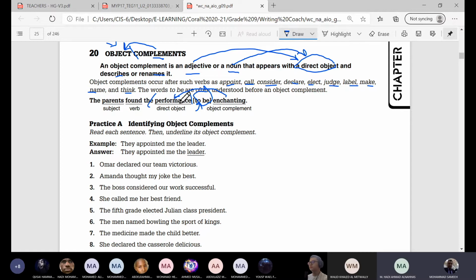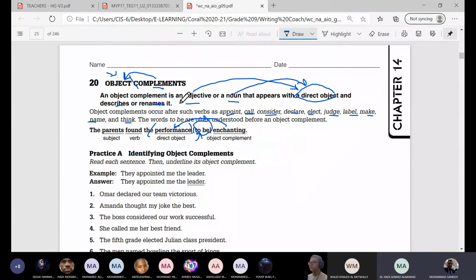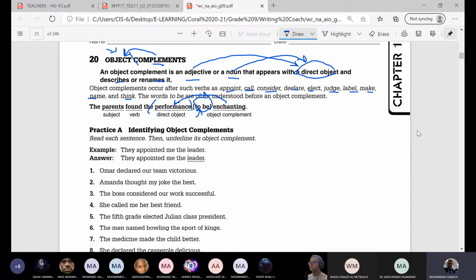So the object is included in the test or no? No. Why are you thinking of the test, Muhammad? Are we talking about the test now? This is chapter what? 13 or 14? This is chapter 14. No, not included. Okay.